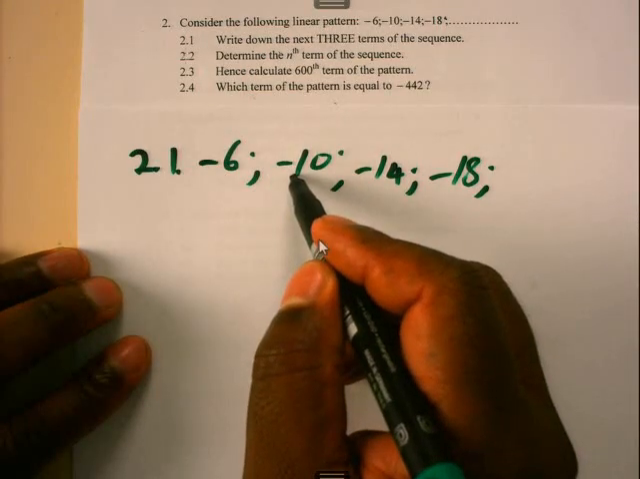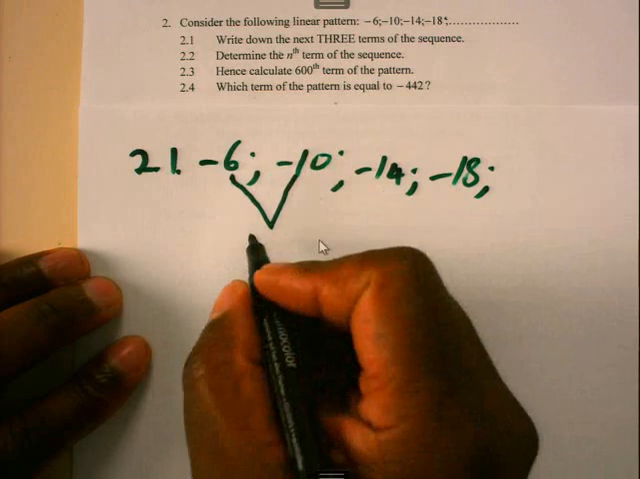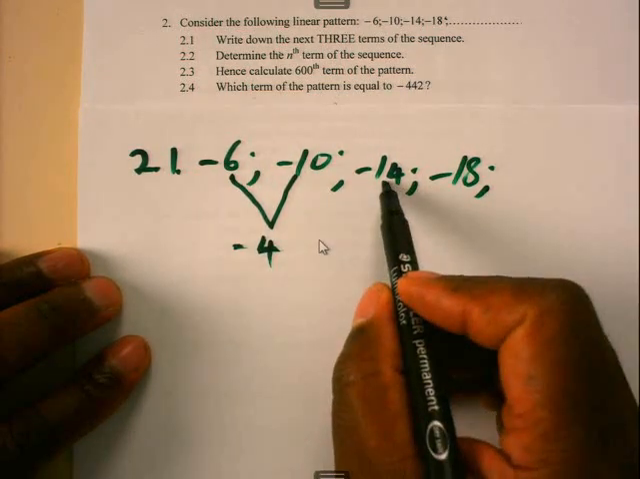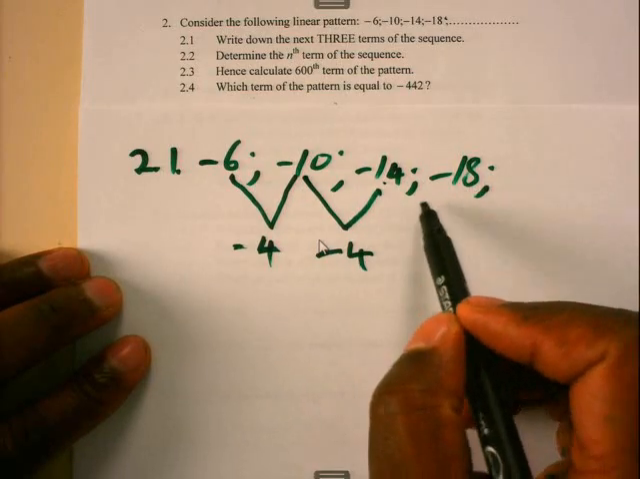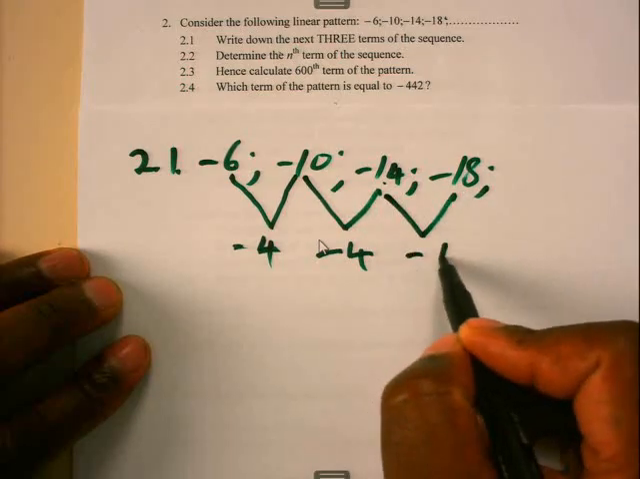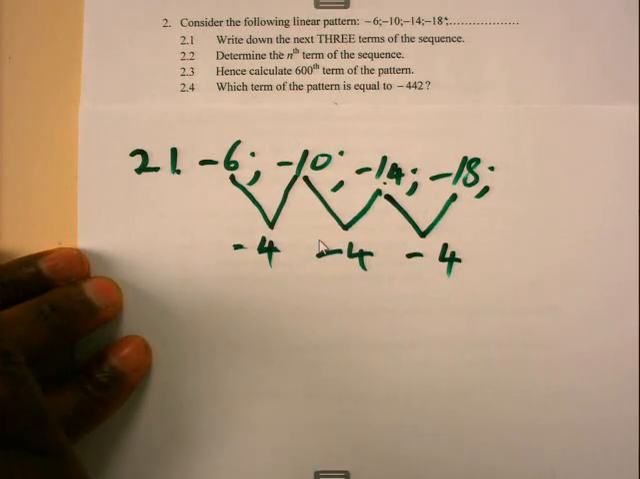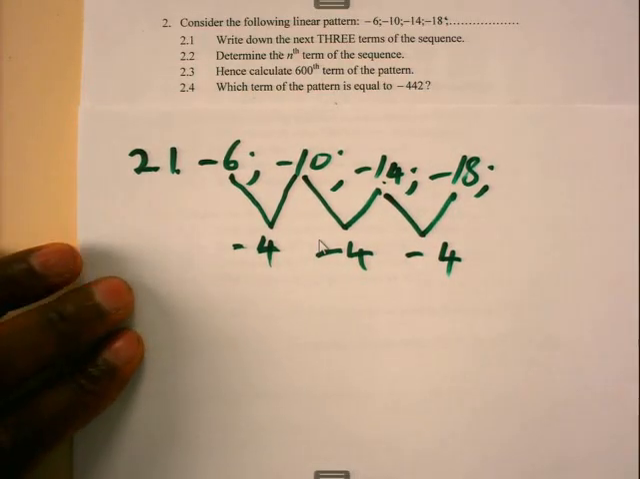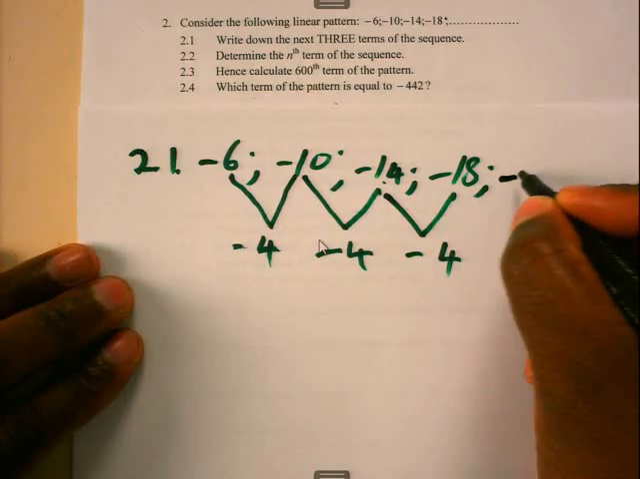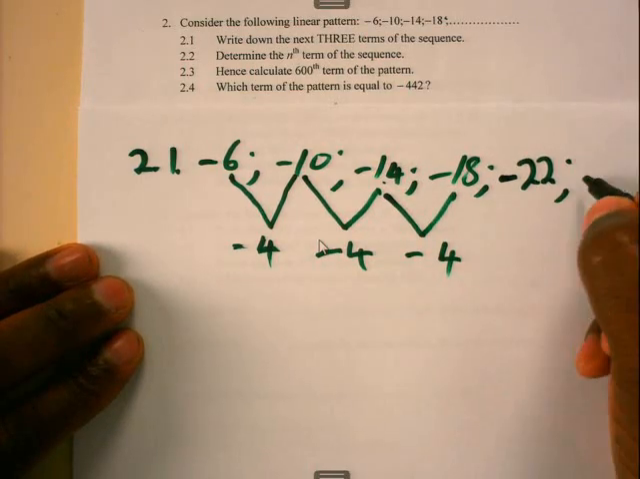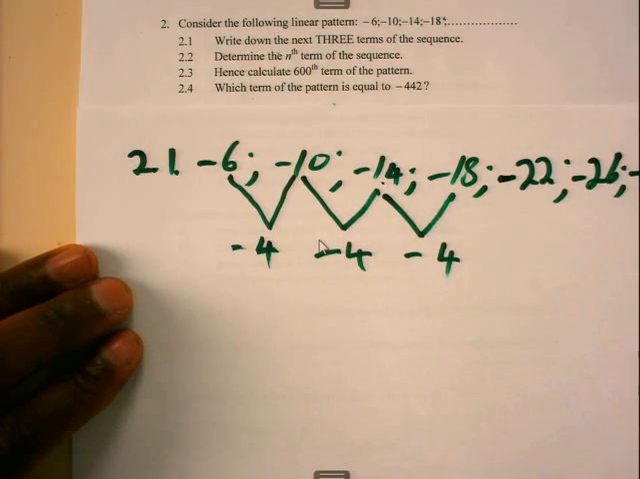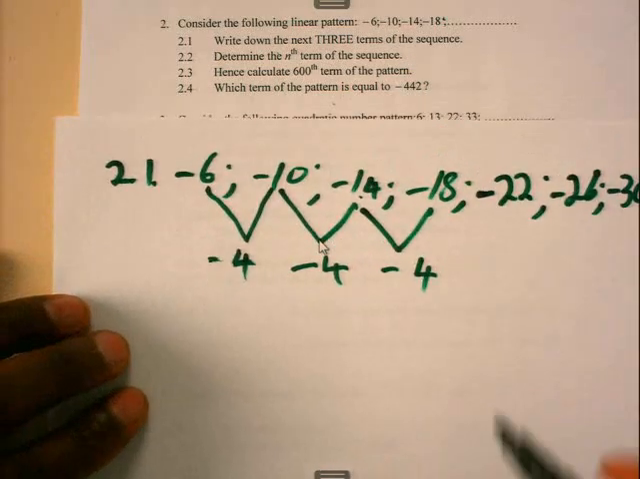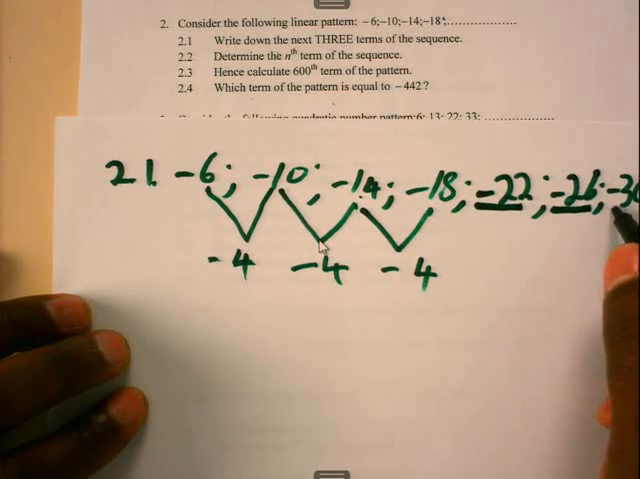Check. -10 subtract -6, you end up with -4. -14 subtract -10, you still end up with -4. -18 subtract -14, you still end up with -4. So the first difference, which is common, is -4. So you just keep on subtracting 4. From -18, subtract 4, you've got -22. Subtract 4, -26. Subtract 4, -30. So those are the next three terms of the sequence: -22, -26, -30.